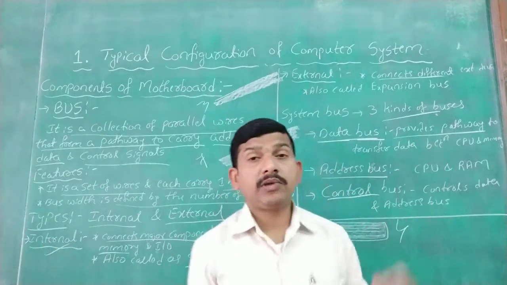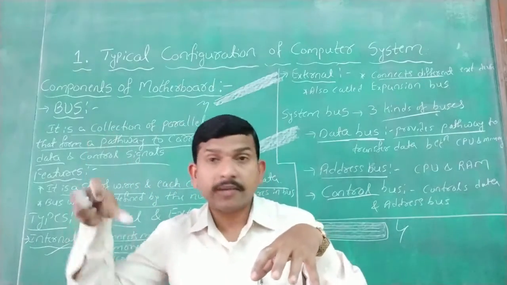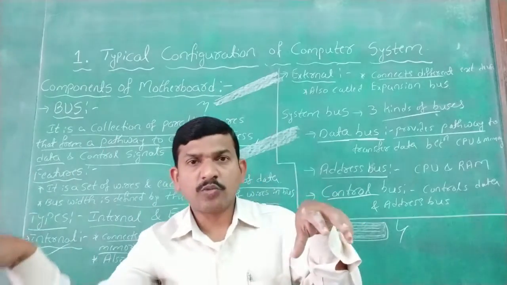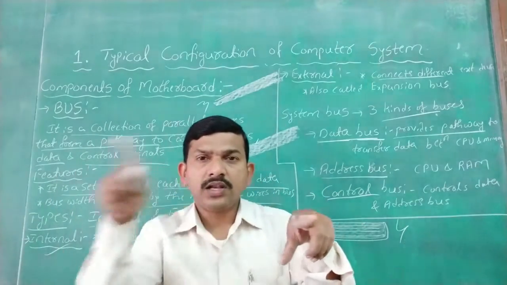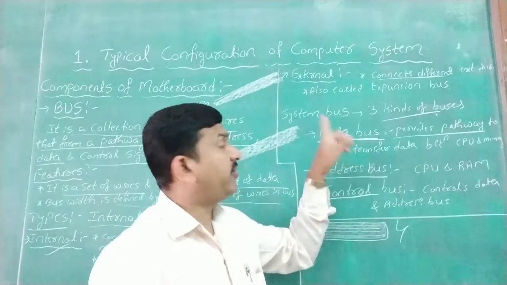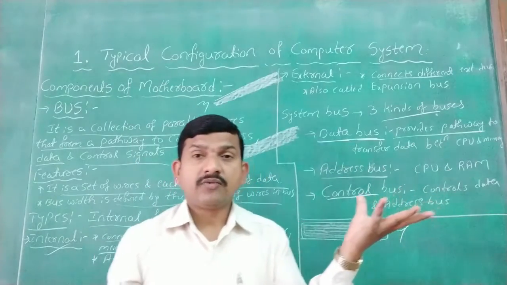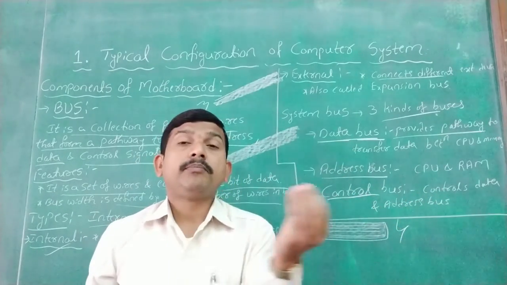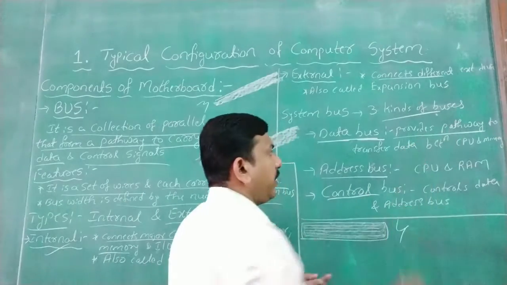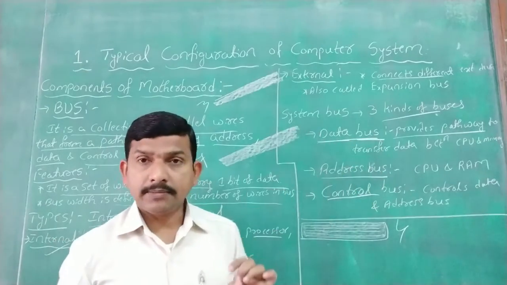Why is there CPU and memory? Because everything is processed in the CPU only and the data is stored in memory only. So the data has to go from memory to CPU, and after processing in the CPU, go again to memory. So the data transfer between CPU and memory takes place with the help of the data bus. The data bus carries data from CPU to memory, memory to CPU. That's why it provides a pathway to transfer data between CPU and memory.